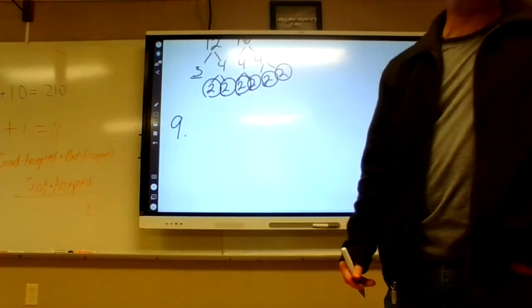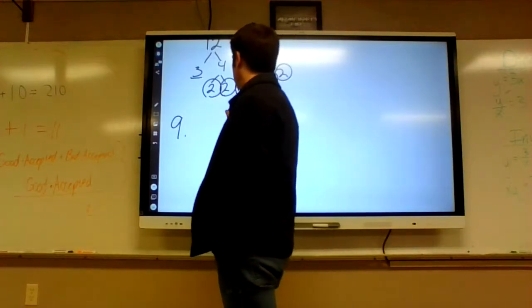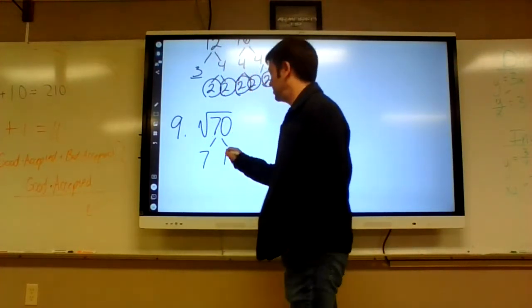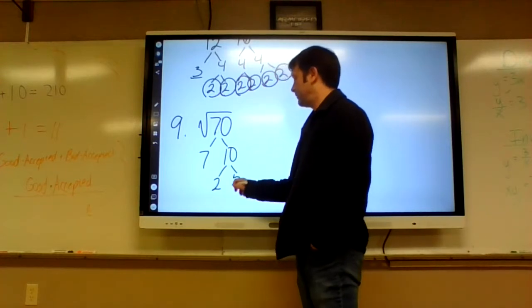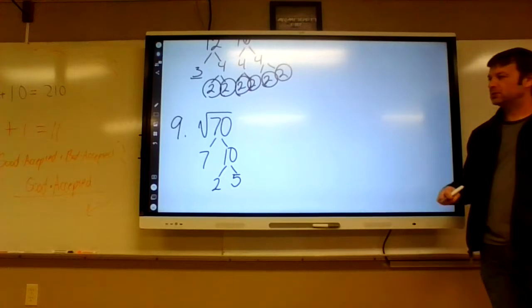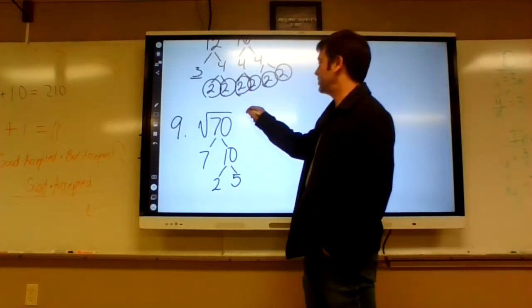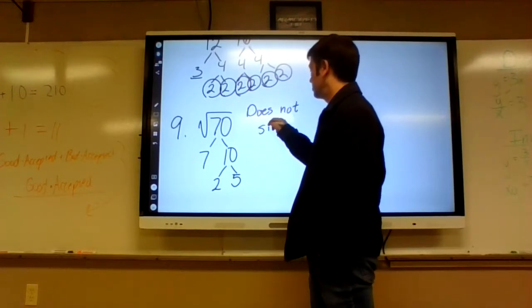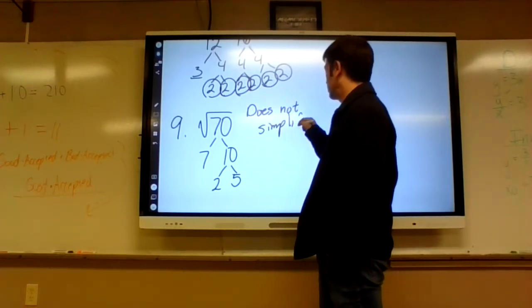Number 9. Square root of 70. Wait, what? 7 times 10. 2 and 5. What do I do? Does not simplify. No doubles.